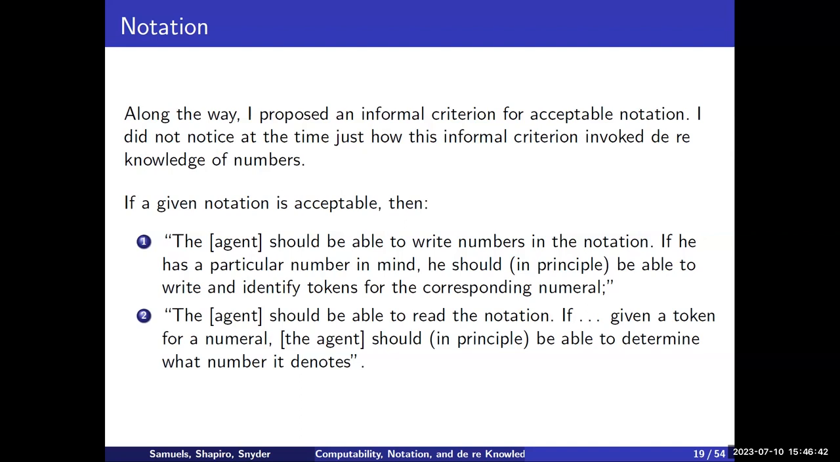All right, so here's what I said. If a notation is acceptable, then there are two criteria. One, the agent should be able to write numbers in the notation. If he has a particular number in mind, he should in principle be able to write and identify tokens for the corresponding numeral. And two, the agent should be able to read the notation. If given a token for a numeral, the agent should in principle be able to determine what number it denotes. Notice we have these WH questions or WH issues here. In the second one, he knows which number it denotes. Again, I wasn't thinking in those terms, but this is sort of what I wrote then.